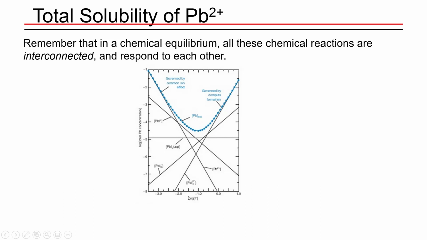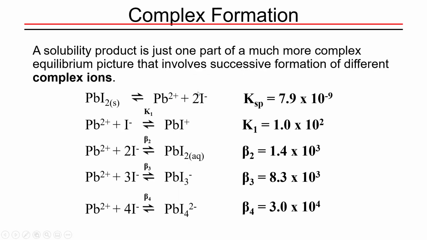And then beyond a certain concentration of the ligand I-, you actually have an increase in solubility, which is governed by complex formation, and lead-2 iodide is made more soluble at high iodide concentrations by virtue of Le Chatelier's principle. The idea being that the more iodide is around, the more of the complex is driven to form PbI4 2-.